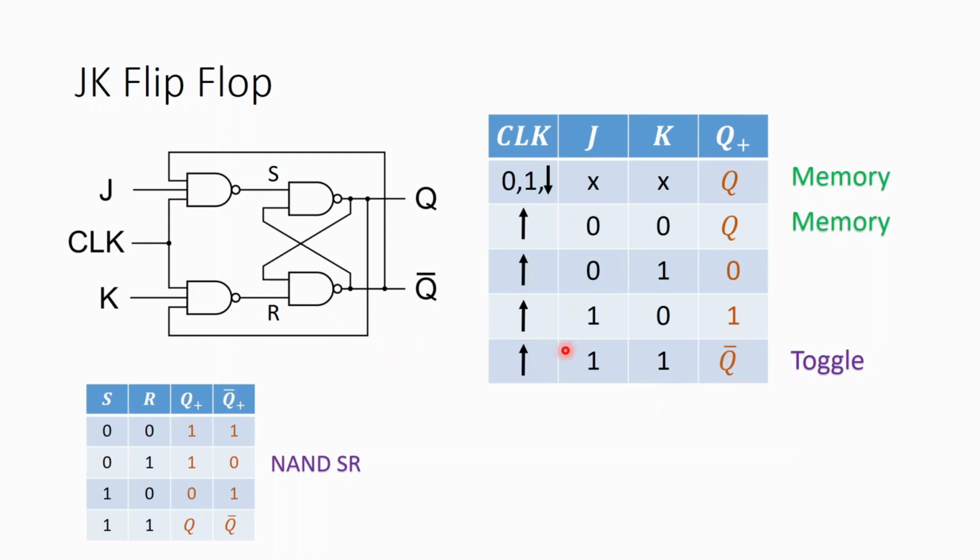So when you are giving 1 1 to the JK input, you are getting the toggle state. So what does it mean? Whatever the input, whatever the output was, it is getting complemented. So you are achieving another state, not simply 0, 1 and memory, but you are also achieving a state called the toggle state using the JK flip flop.